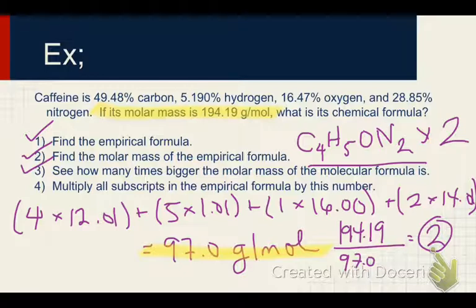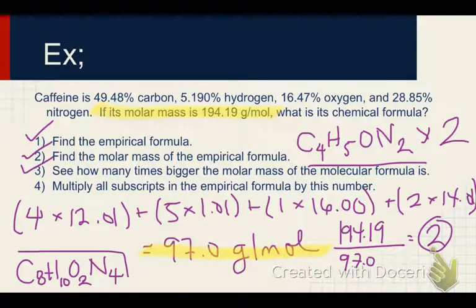It's just that there's actually twice as many of everything, which means that our final answer, our molecular formula, is C8 H10 O2 N4. So that would be your molecular formula. So notice if you divided all those numbers by 2, if you tried to reduce, you get your empirical formula again. But caffeine's actual formula is C8 H10 O2 N4.